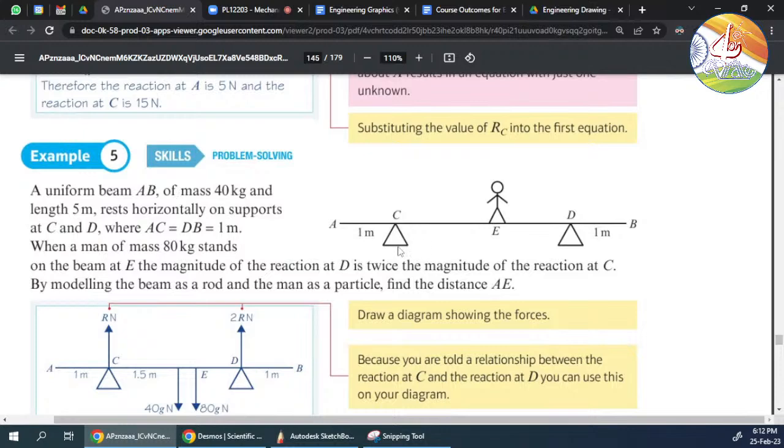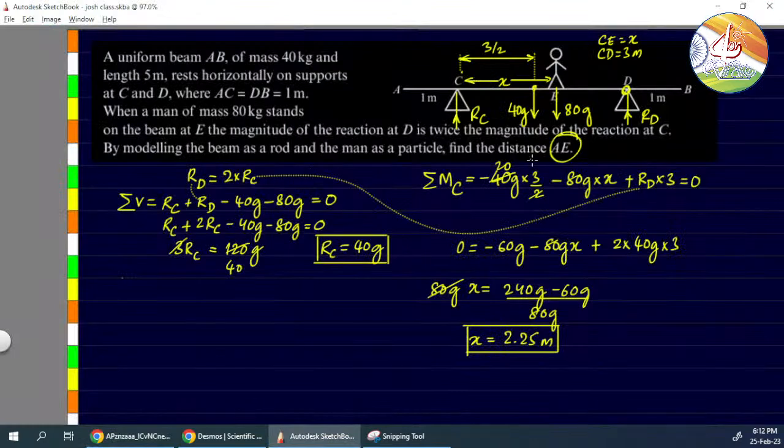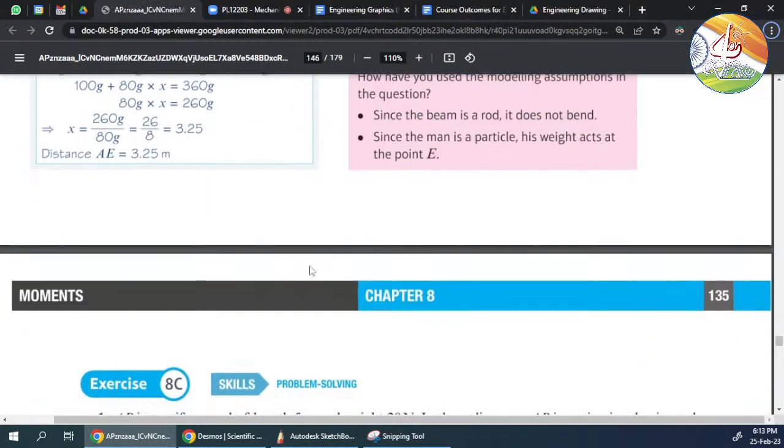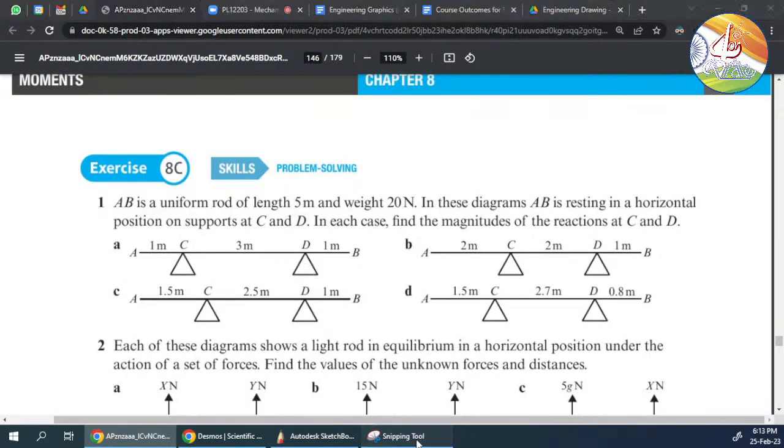To find the distance, he wants us to find A to E. So A to E will be 1 plus x, that is 3.25 meters. Okay. All right. And here we have the exercise.